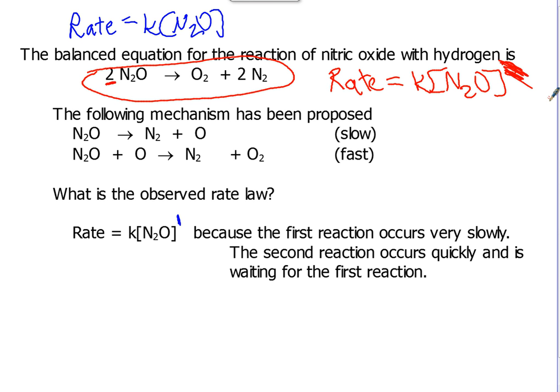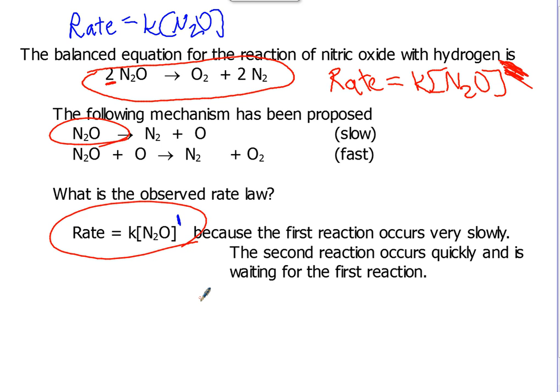And the first step, which is slow, only uses 1 N2O. And that slow step occurs, and the second that slow step is over, the second step occurs lightning fast by comparison. Maybe this is 1 mole per liter second, and the other one's 40 moles per liter second. So the first one doesn't matter by comparison, and so this is the only part that really impacts the reaction, so the rate would be k[N2O] to the first.